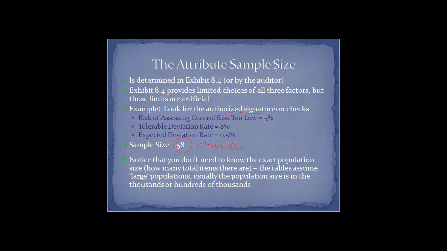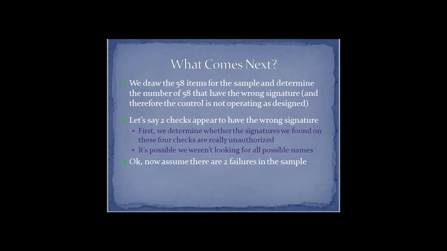Now, notice that you don't have any information about how many checks were issued during the year. You don't need that. All you need to know is that there were a lot, so that sampling makes sense. What comes next? We draw the 58 checks and we look at their signatures. Let's say 2 checks appear to have a problem.